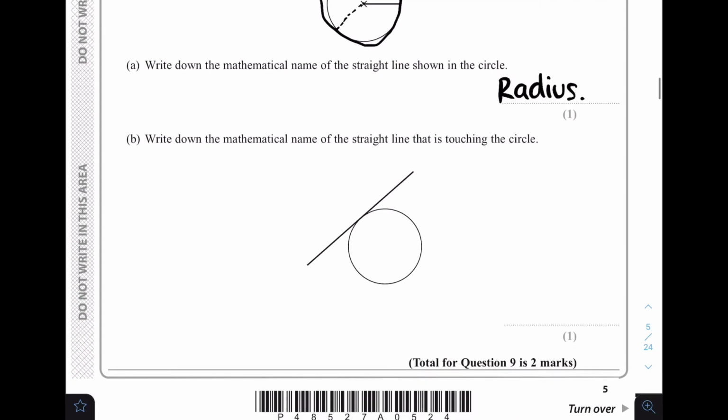So we also want to know the mathematical name of a straight line that is touching the circle. Similar to the previous question, you can have as many lines as you like that are being drawn, such as this one. There's just one specific name for it. So any line that's touching a circle at one point is known as a tangent.